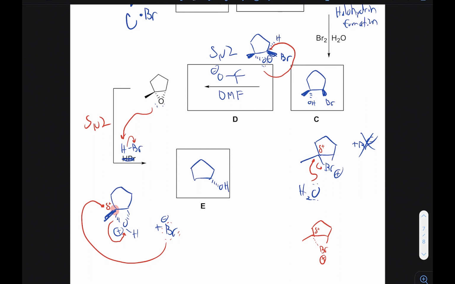So this methyl group was once on a wedge. That's where the bromine is coming in from, gets pushed down to be on a dash, and now that bromine here is on a wedge. Because again, with an SN2 reaction, we're getting inversion of chirality at the attack site.